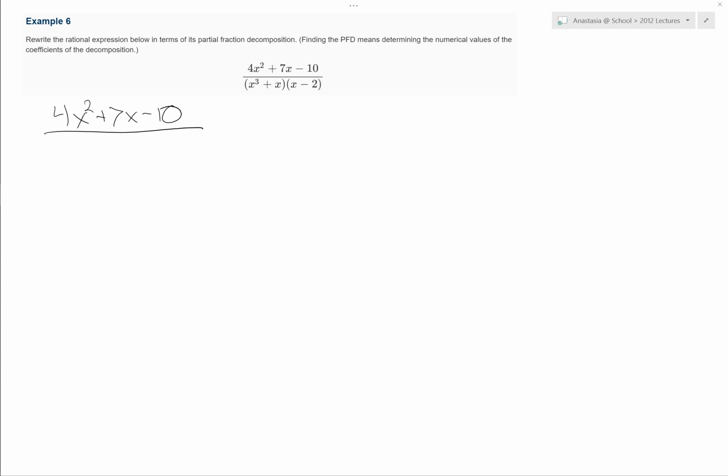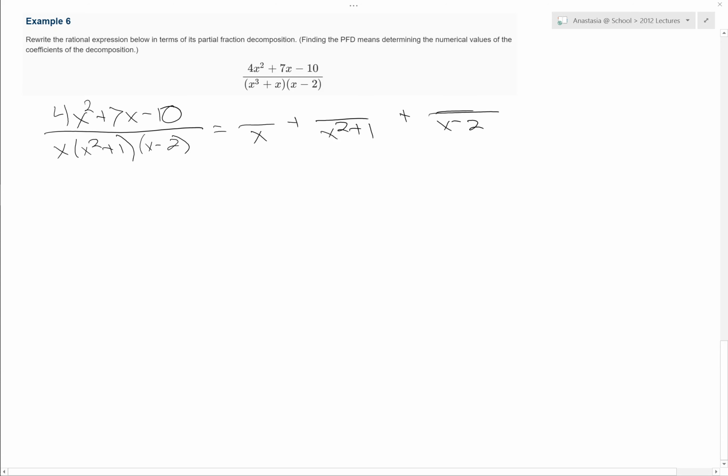So our rational function, 4x squared plus 7x minus 10 over x cubed plus x times x minus 2, first step that we need to do is factor the denominator. It's already partially factored, but we can factor an x out of that first term so that we get x times x squared plus 1 times x minus 2. Then we set up our partial fractions. We're going to have an x term, an x squared plus 1 term, and an x minus 2.